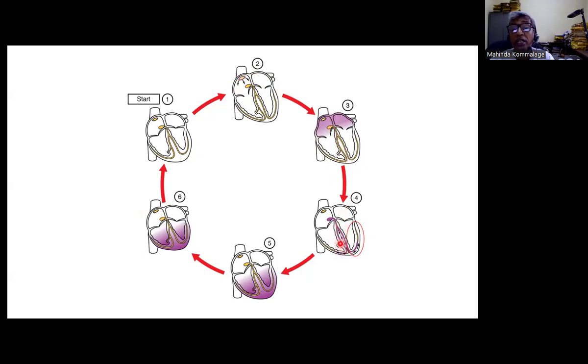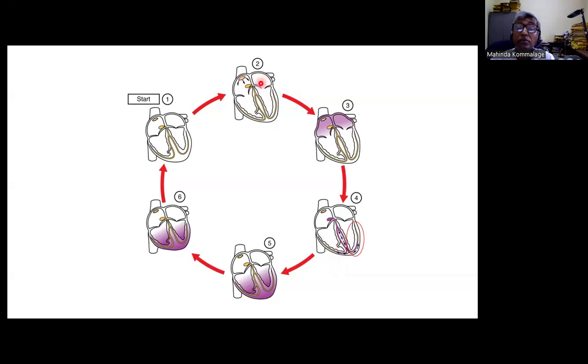Here you can see electrical activity spread to the ventricle, and electrical activity spreads to the left ventricle slightly earlier than the right ventricle. That's why I put a red circle here. Right? For the left ventricle, electrical activity spreads slightly earlier than the right ventricle. But in the atria, electrical activity spreads earlier in the right atrium than the left atrium.